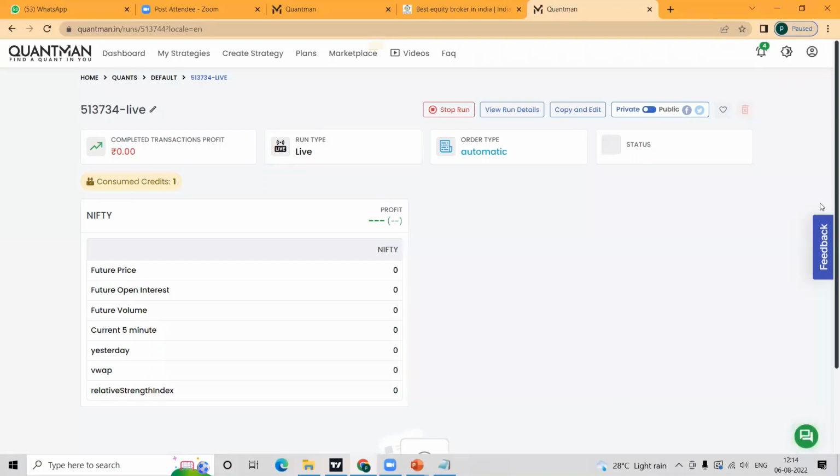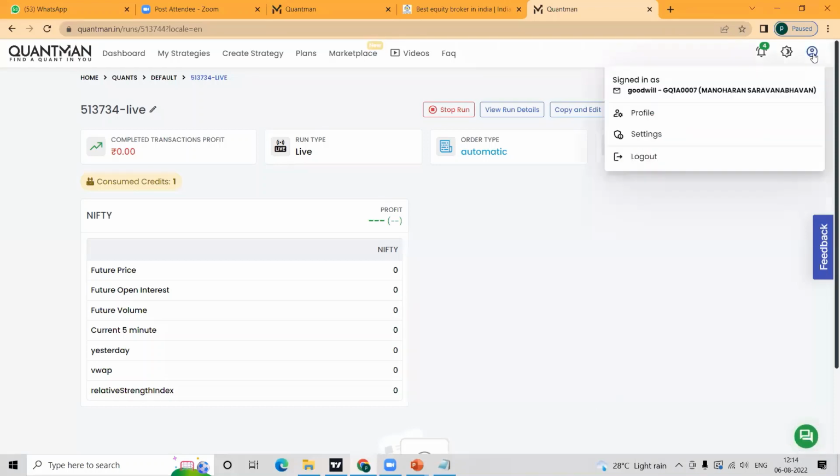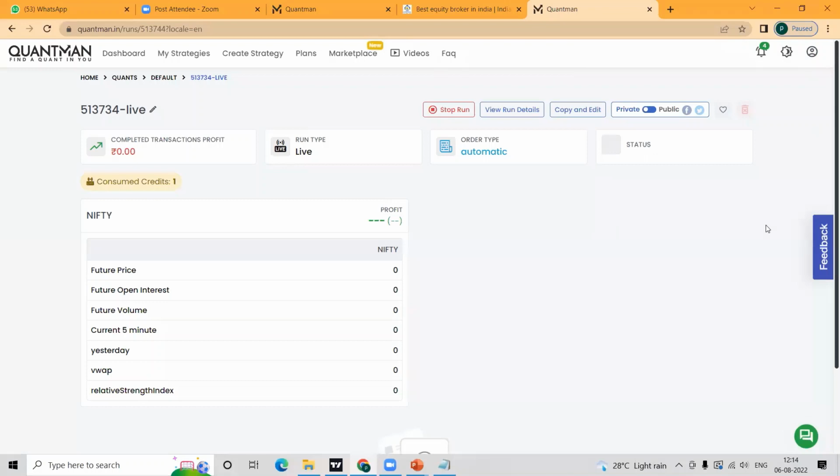But once you log in through QuantMan with your credentials, please don't open any of the mobile apps or web apps from the Goodwill side. Then your token will expire. Even if you have taken the entry signals, the exit signals would not come. Please be aware of that.